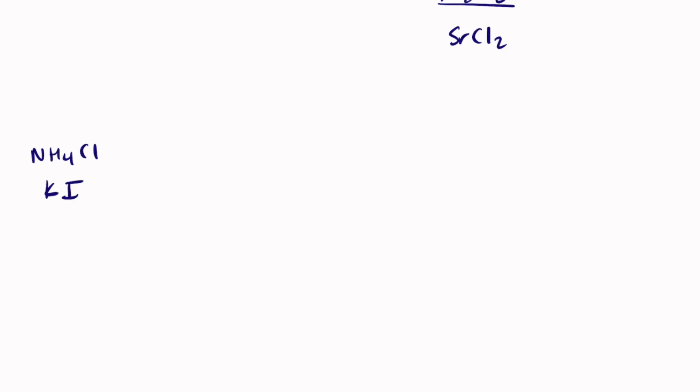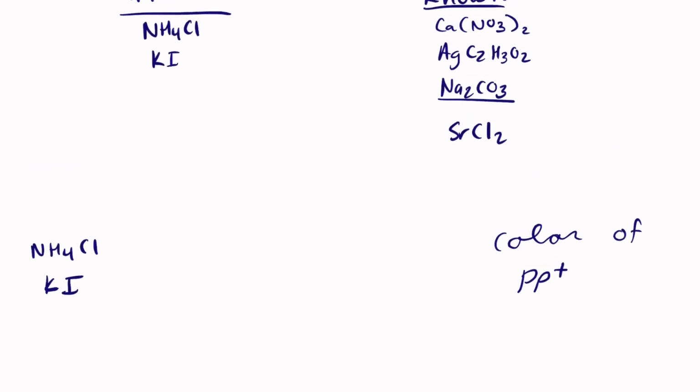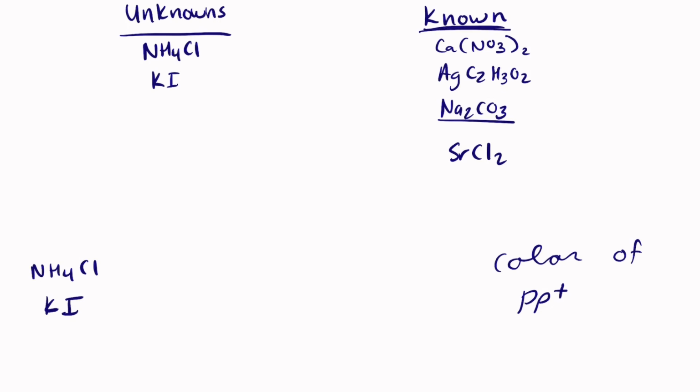A great way to tell something apart is the color of the precipitate. So what I want to do is look at my knowns now. Calcium with chlorine is not going to give us a precipitate, so that's not going to be helpful. Silver with chlorine will, or iodine, so that might be helpful. Sodium will not, and strontium will not. So we're going to have to cross this with silver acetate.